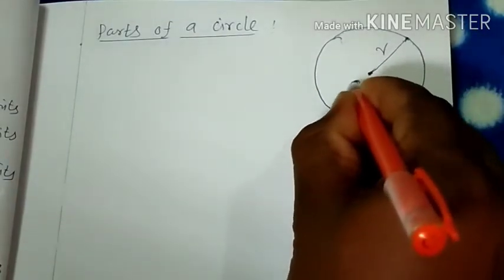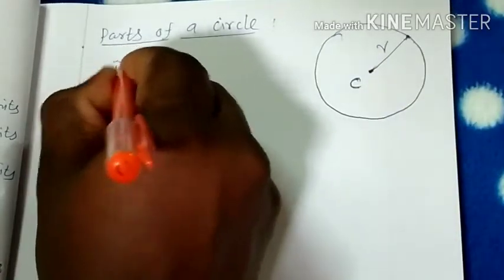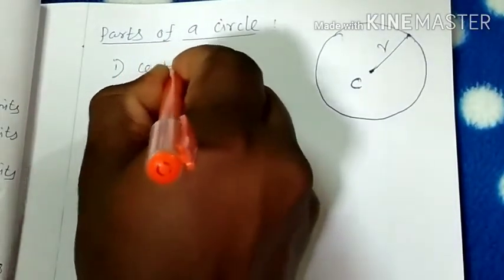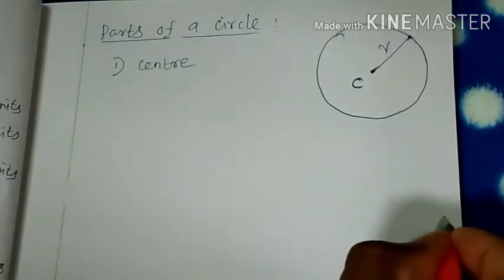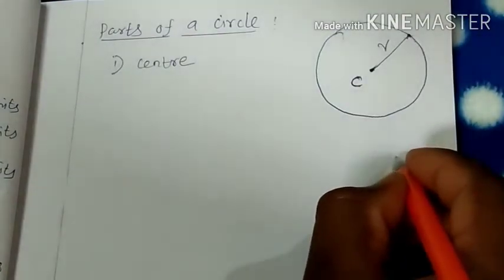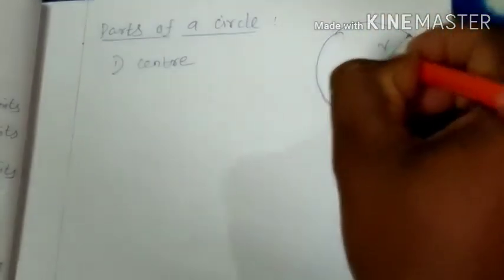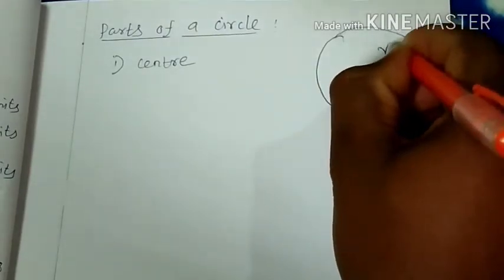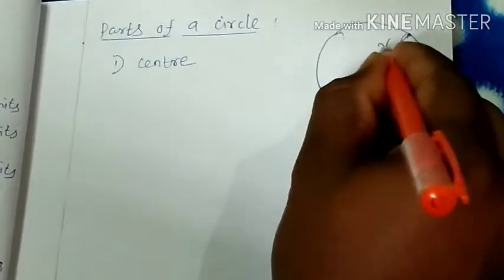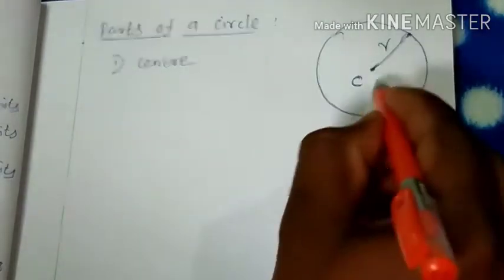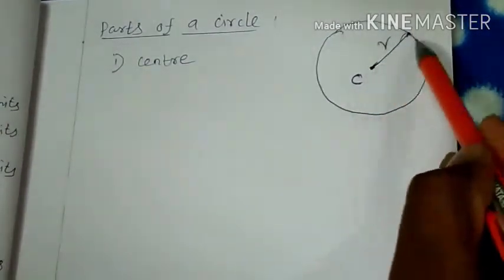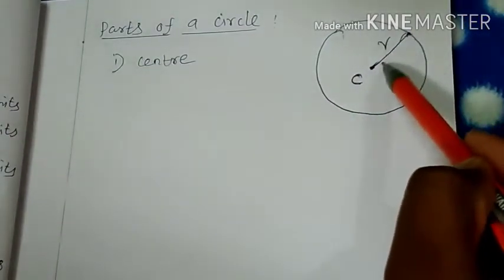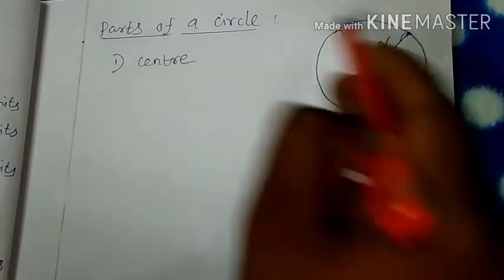The center is denoted by C. This is the first part of the circle: the center point. Then the constant distance is called the radius. It is denoted by r. This is the constant distance, and this distance is called the radius.